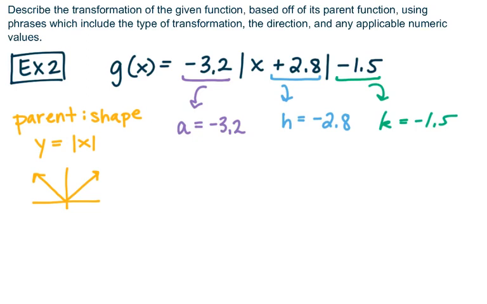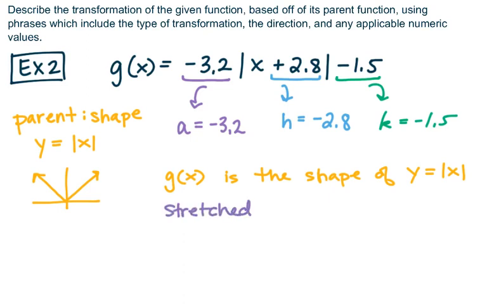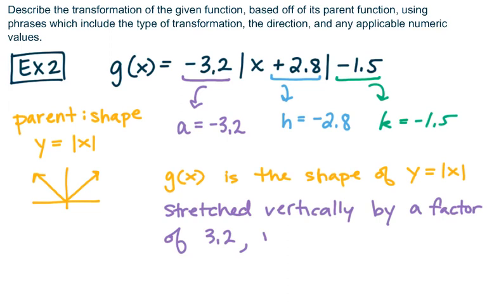So if we were describing this using a sentence, we would say that g of x is the shape of y equals the absolute value of x. It is stretched vertically by a factor of 3.2, and then it is reflected down over the x-axis.